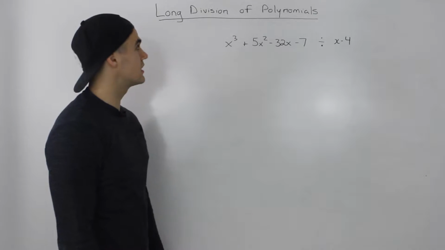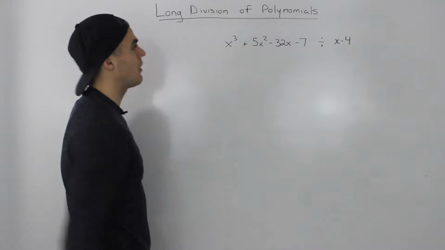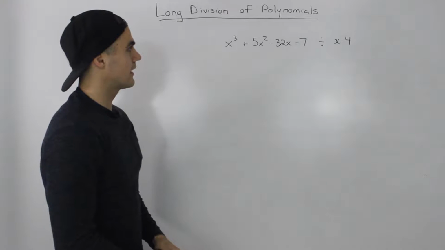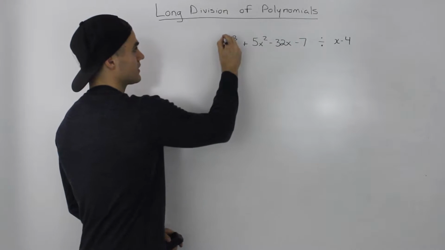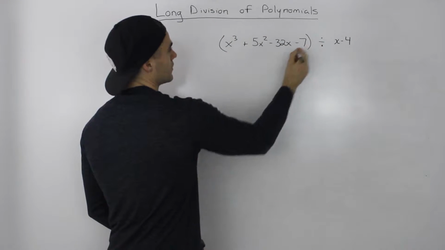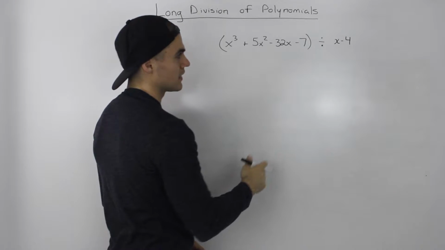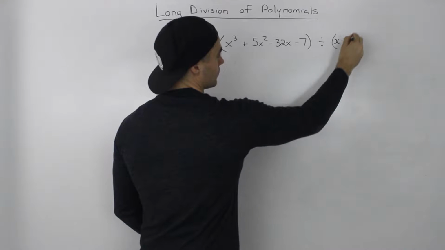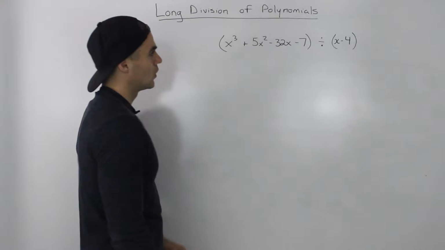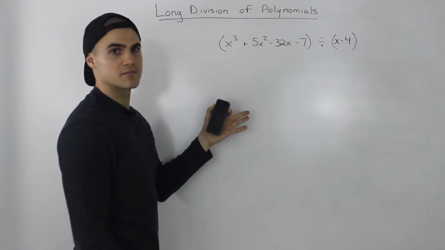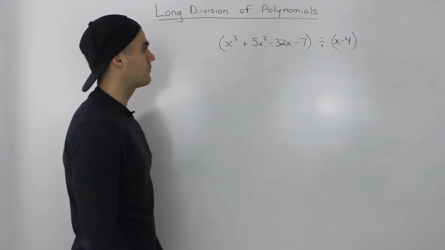What's up, guys? So let's talk about the long division of polynomials. And what I mean by this is if we take a polynomial, so this x cubed plus 5x squared minus 32x minus 7, and divide it by another polynomial, this x minus 4, what is the result going to be and how do we go about that process?